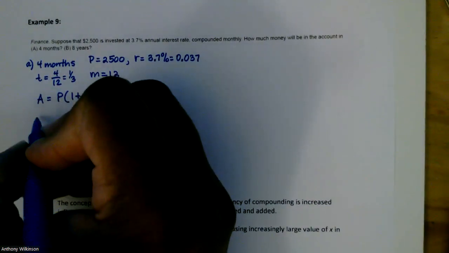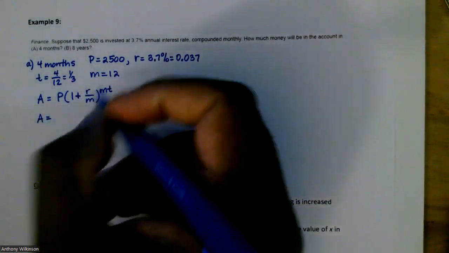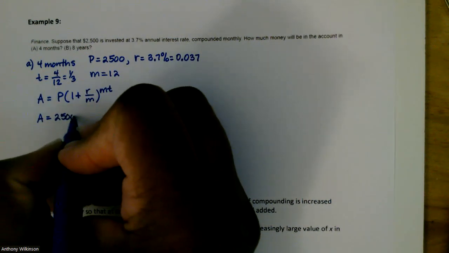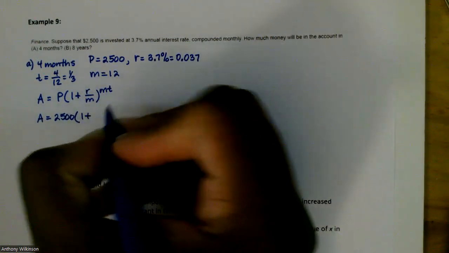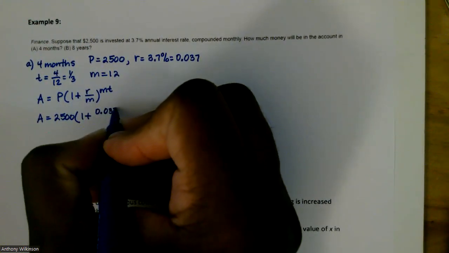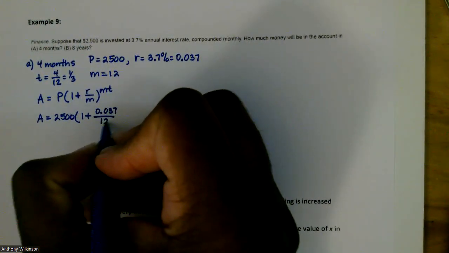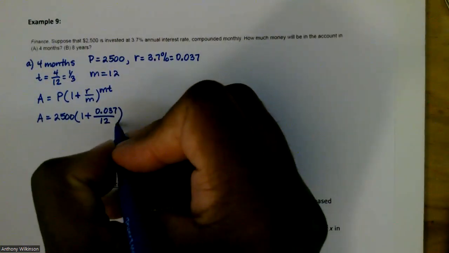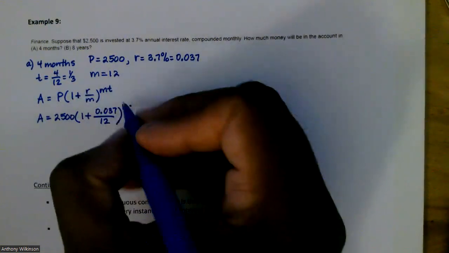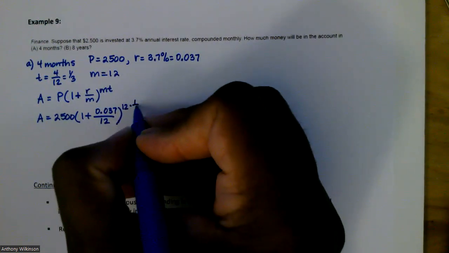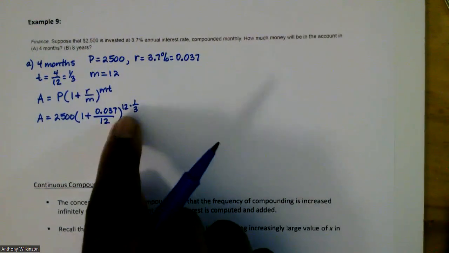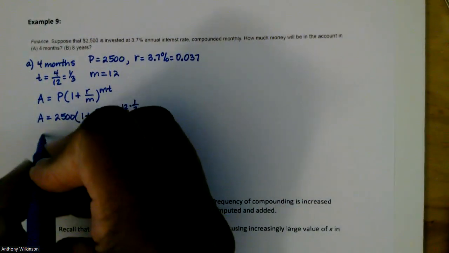And then we just substitute here. A is equal to P, that's 2,500, times 1 plus R, which is 0.037, divided by M, which is 12. That's raised to the M, which is 12, times T, which is 1/3. But let me go ahead and multiply 1/3 times 12, which is, of course, 4.